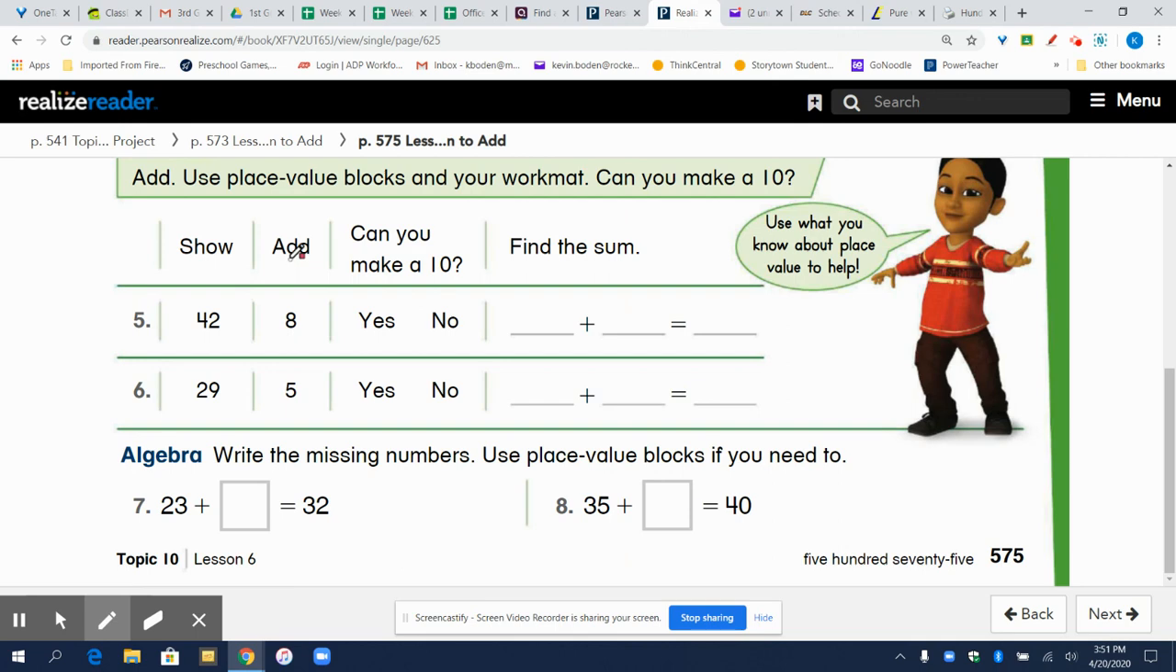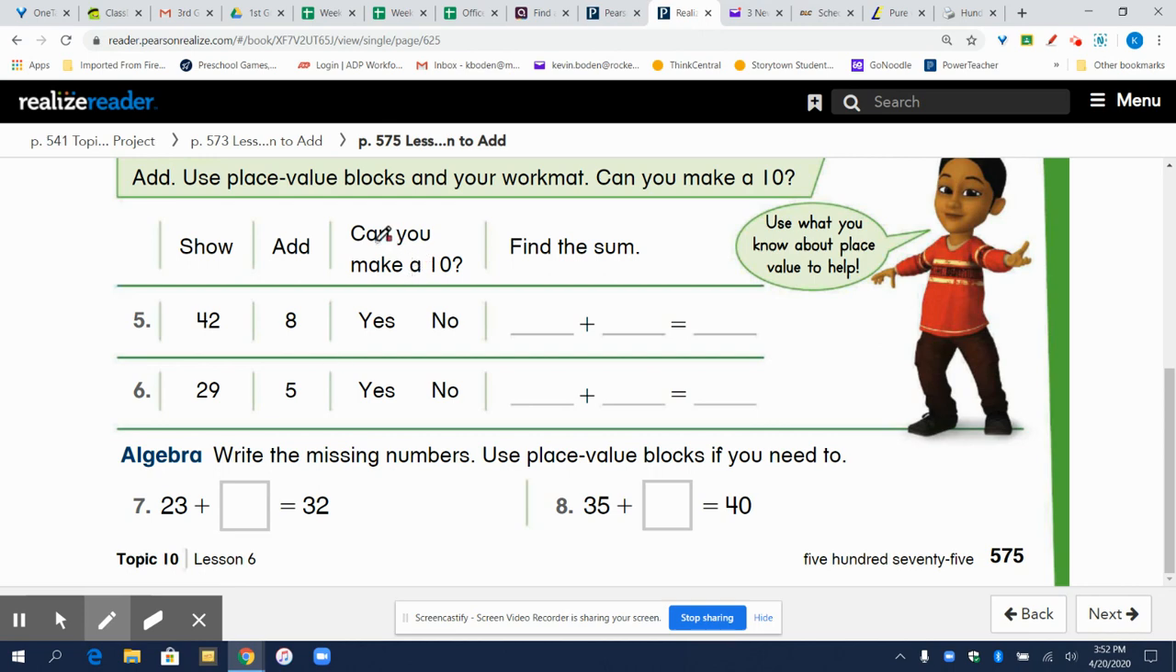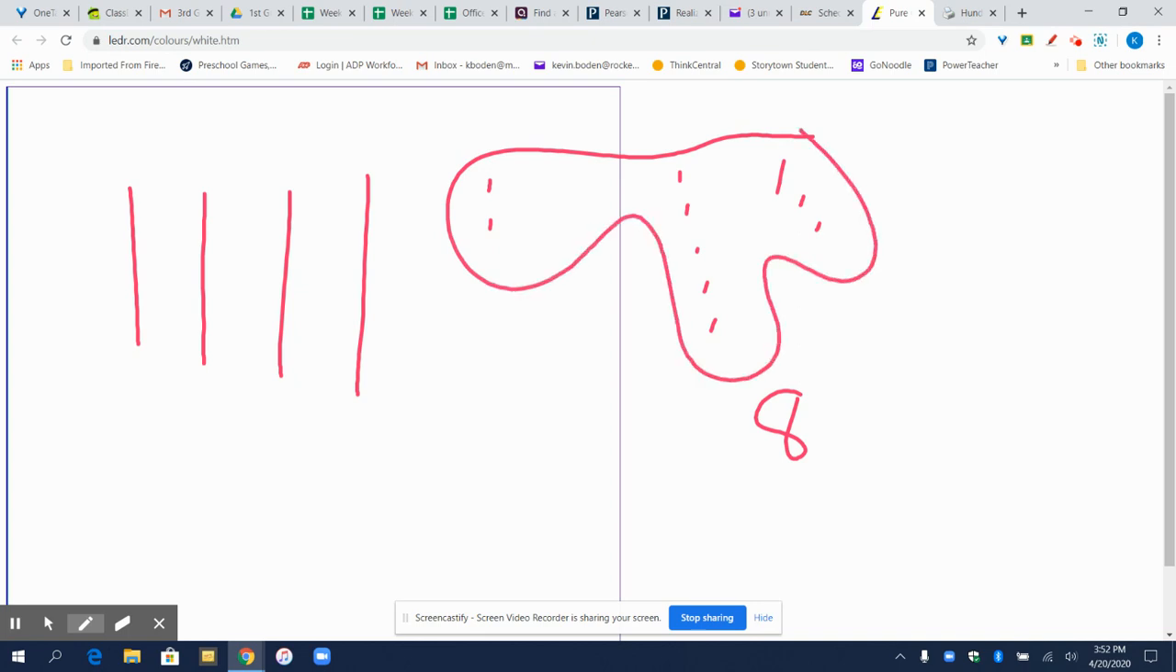It says add 8 more. All right, I think I can do that. Add 8 more. 1, 2, 3, 4, 5, 6, 7, 8. Getting a little bit sloppy there. Sorry about that. Now, let's go back to our directions and see what it says. Can you make a 10? Let's find out. Well, I know there's 8 over here, 9, 10. So I'm going to circle all of these 10s because guess what? I can make another 10.